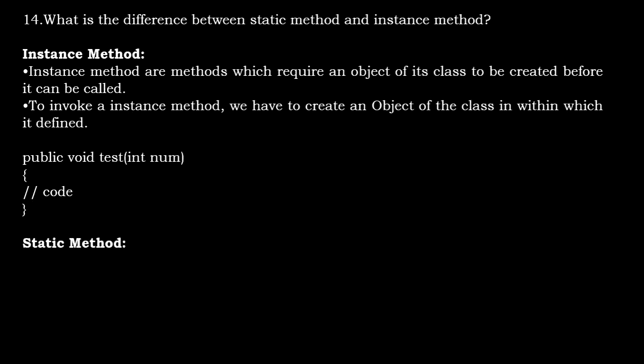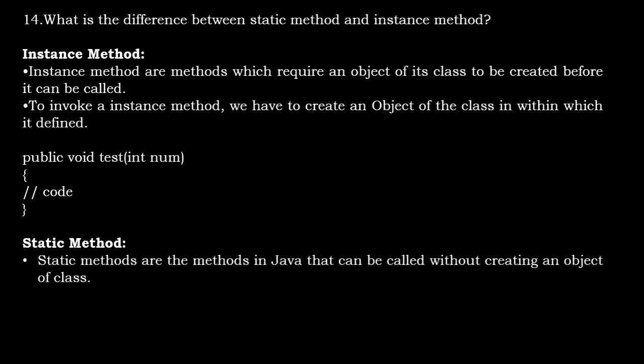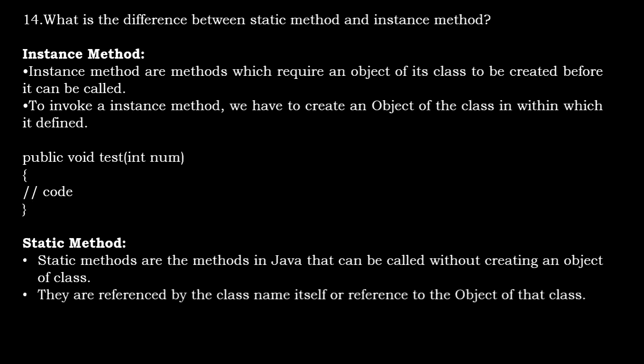And when it comes to static methods, static methods are the methods in Java that can be called without creating an object of the class, and they are referenced by the class name itself or by a reference to an object of that class. For example, public static void test. Here it is defined with the static keyword, which means that this is a static method.